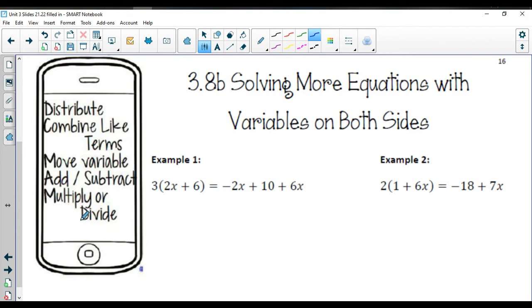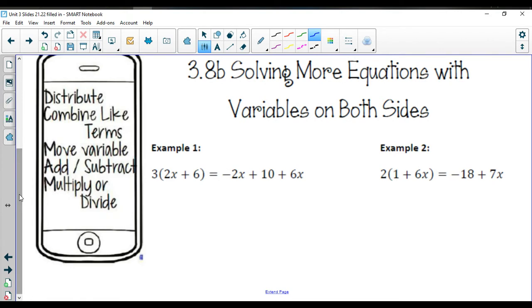So we're going to start off, if we see any distributing, and then combine our like terms if necessary, move the variable since we have variables on both sides. Remember, we're moving the smaller variable unless there's a variable on one side and there's no other constants over there. And then once we get it down to a two-step equation, we just add or subtract and then multiply or divide. So starting with example number 1, I do see distributive properties.